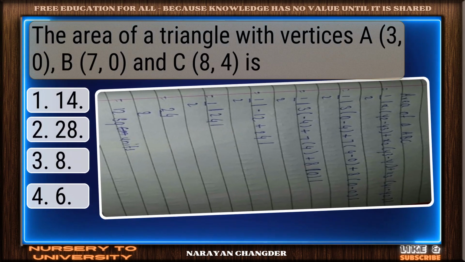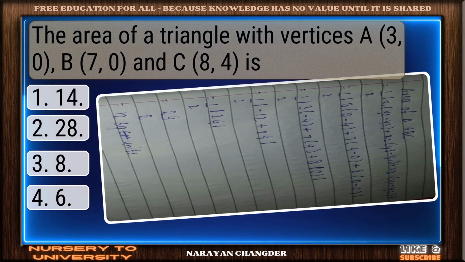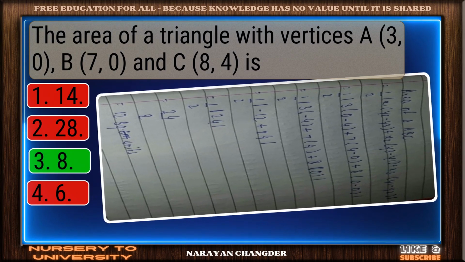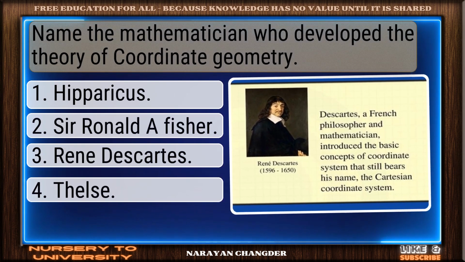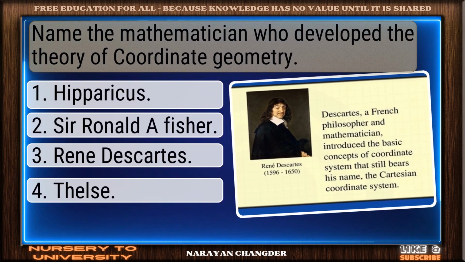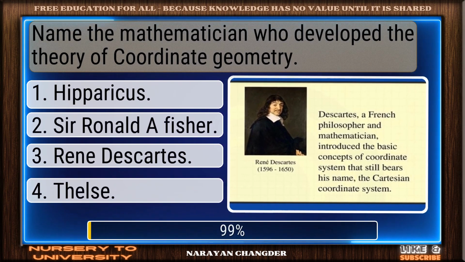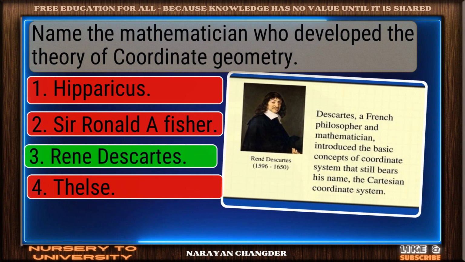Question number 80. The area of a triangle with vertices A, B and C is. Strong choice. 8 is the right answer. Question number 81. Name the mathematician who developed the theory of coordinate geometry. On track. René Descartes is the correct answer.